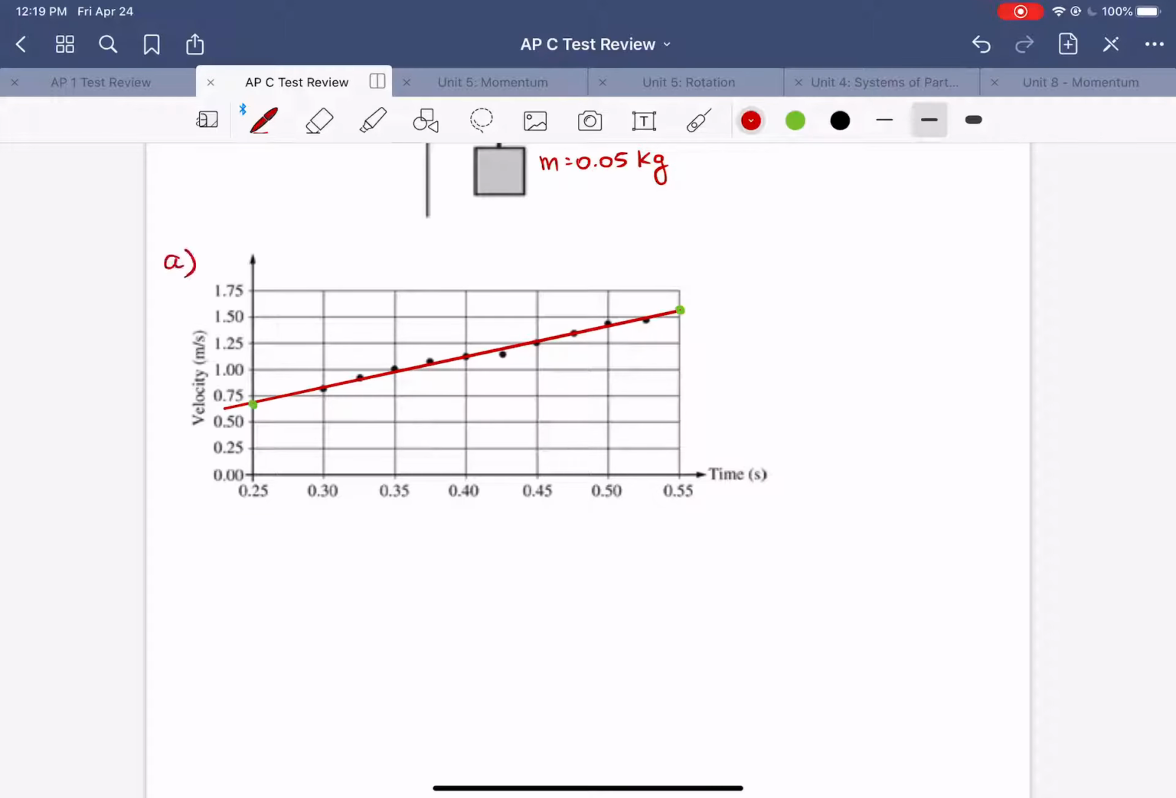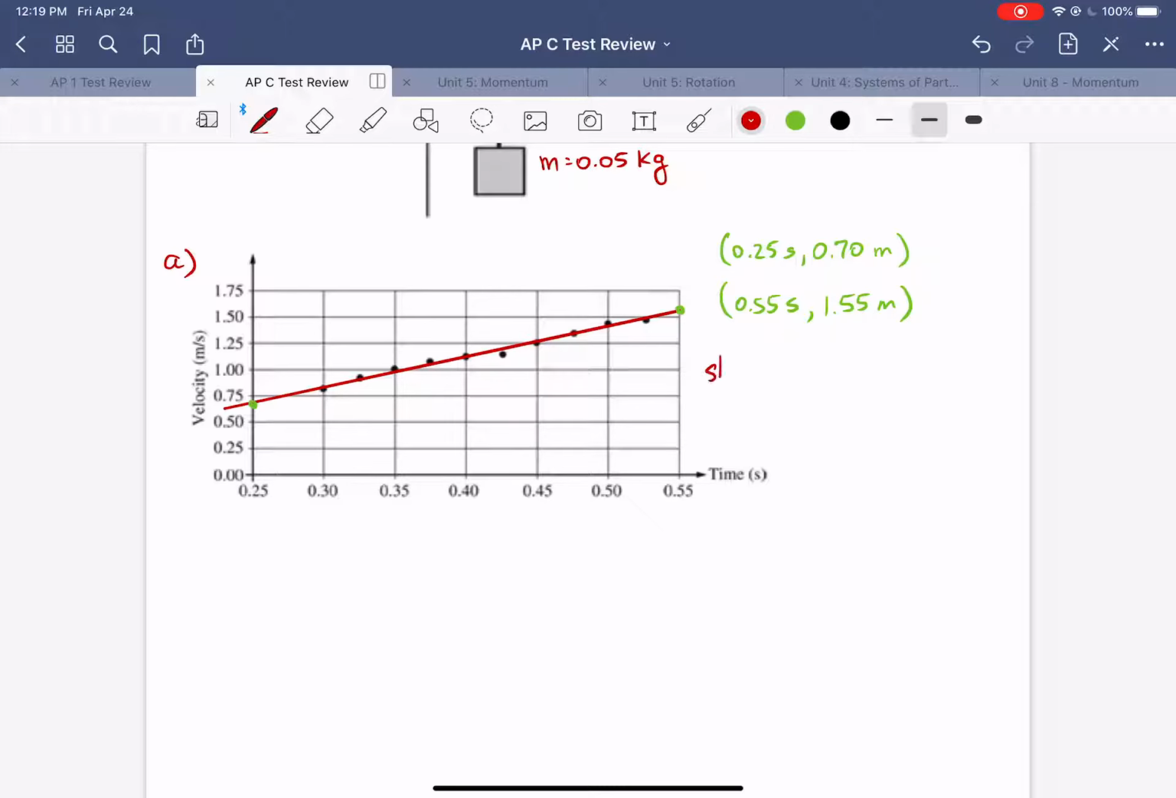This is part A, by the way. All right, so the point on the left has coordinates 0.25 seconds, and it looks like about 0.7 meters. And then the other point is at 0.55 seconds, and if I estimate that's maybe a fifth of the way between the last two horizontal lines, so let's say 1.55 meters.